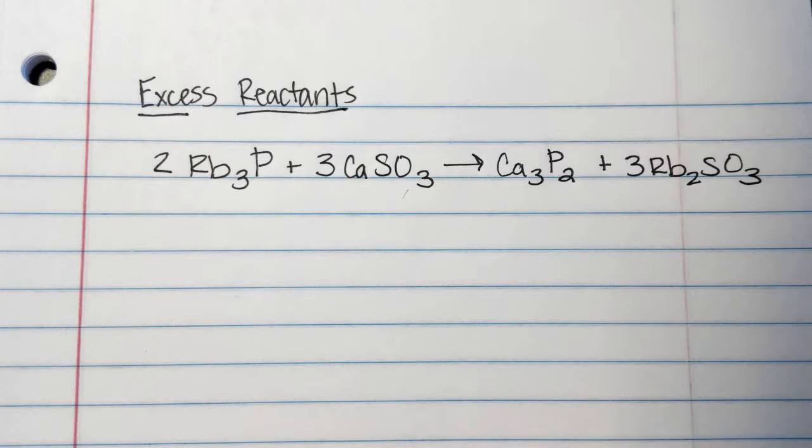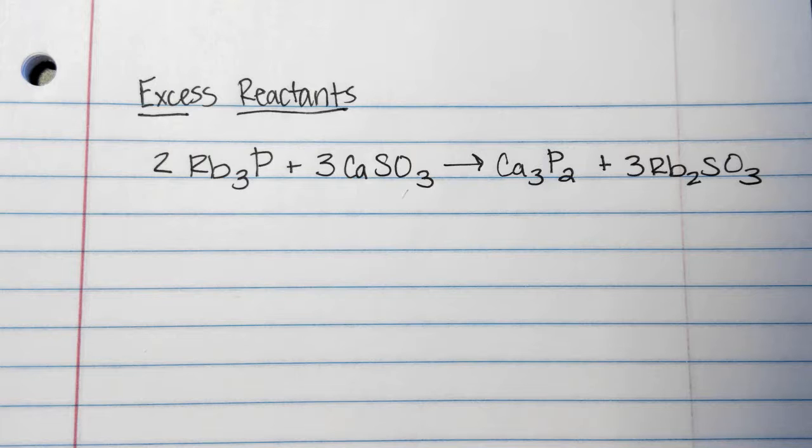So today we're going to look at excess reactants, and of course excess reactants goes with our stoichiometry problems and builds off of limiting reactants. So let's say we have the following equation: 2Rb3P, which is rubidium phosphide, plus calcium sulfate, yields calcium phosphide and rubidium sulfate, okay, as you see right here.